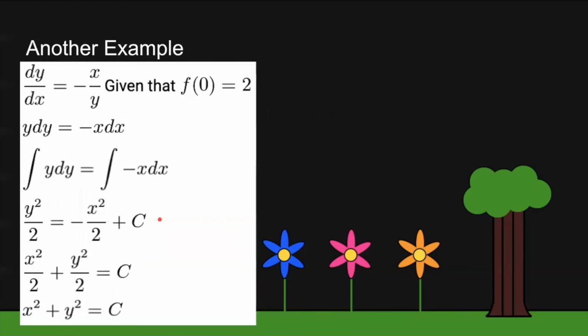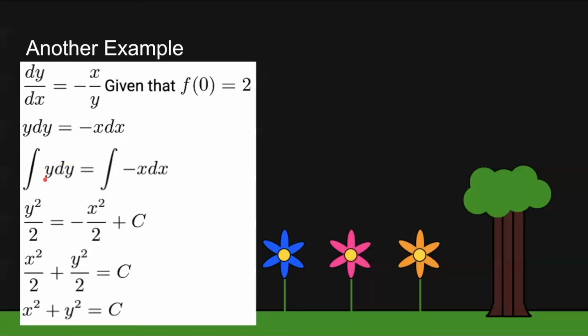So here's another example. We want to solve dy over dx is equal to negative x over y, given that f of 0 is equal to 2. So first, let's forget that f of 0 is equal to 2 and solve this differential equation. So we move all the dy's and y's to one side, all the x's and dx's to the other side. All right, we multiply both sides by y and dx to do that, and then integrate both sides.